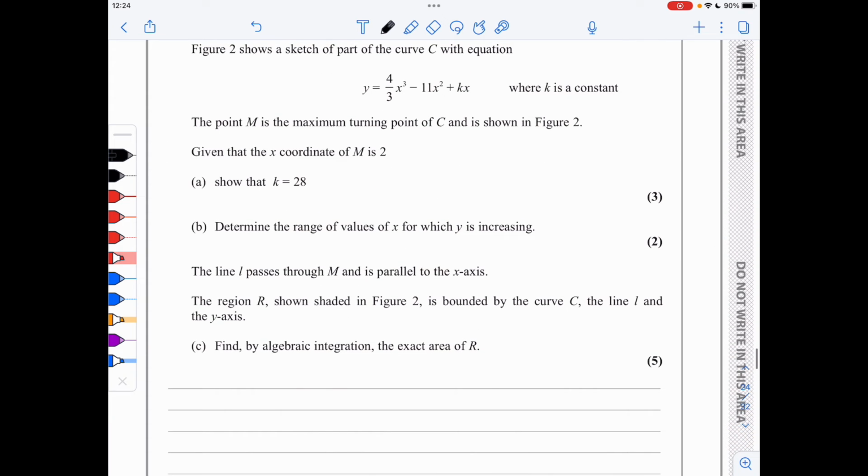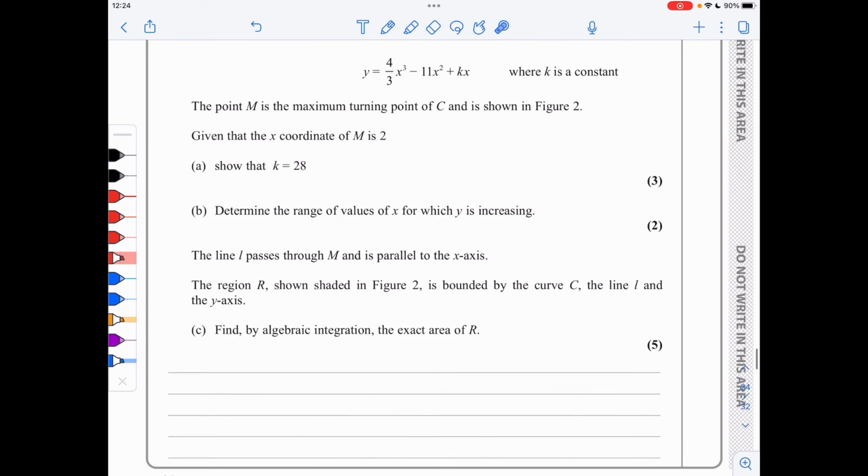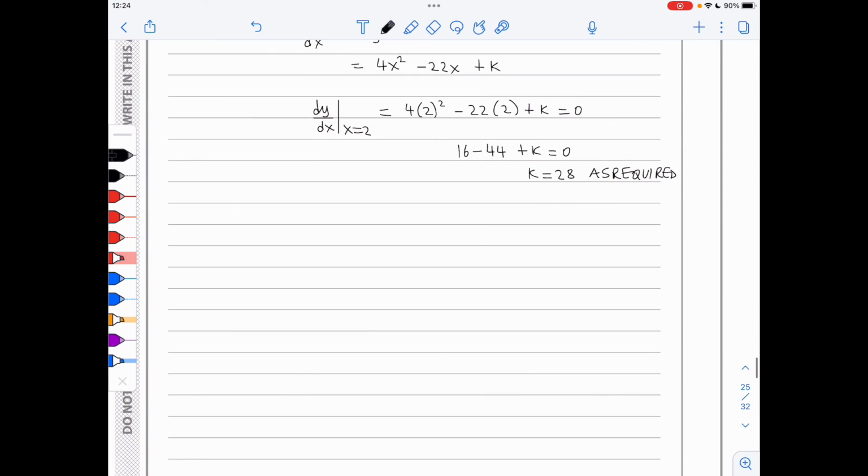And then in part B, determine the range of values of x for which y is increasing. So if we look at the graph here, increasing means that as I draw from left to right, my pencil goes up. So up to here, and then from this point onwards. So the derivative should be greater than or equal to 0. It's going to be up to the maximum, and then from the minimum and onwards. So I will actually start by saying that increasing means that dy/dx is greater than or equal to 0.